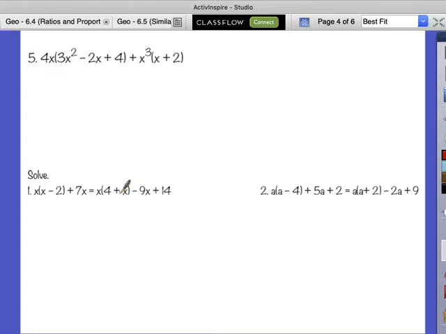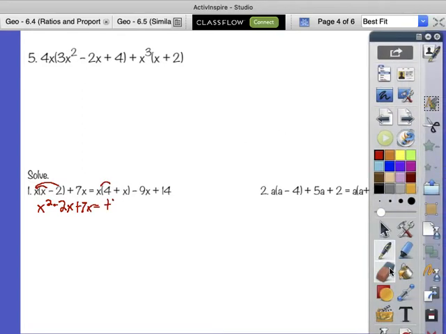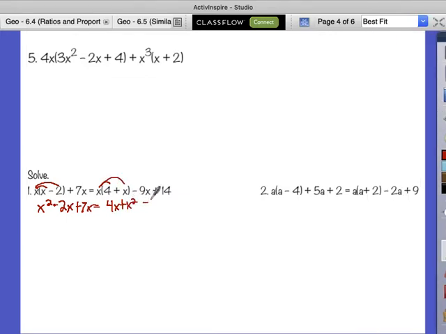On the left side, if we just pretend the right side doesn't exist for a moment, how can we simplify this? Distribute the x. What's x times x? What's x times negative 2? Negative 2x. Plus 7x. Now we put the equal sign, and let's distribute the right side too. What's x times 4? 4x. Plus x squared. 4x plus x squared. And really that should be written the other way, shouldn't it? Okay, and then we have minus 9x plus 14.